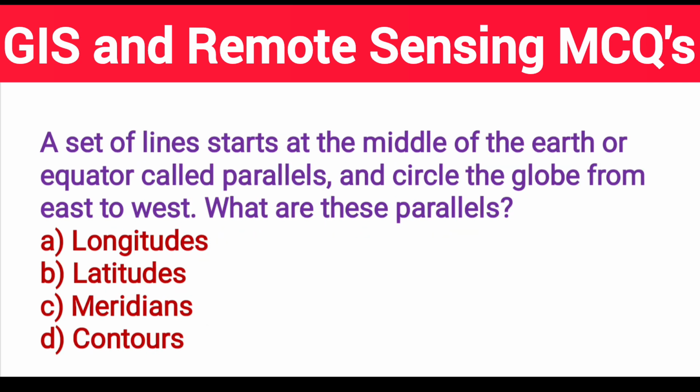Next question, a set of lines starts at the middle of the earth or equator called parallels and circle the globe from the east to west. What is the parallels? Option A, longitude. Option B, latitude. Option C, meridians. Option D, contours. So the correct answer is option B, latitudes.